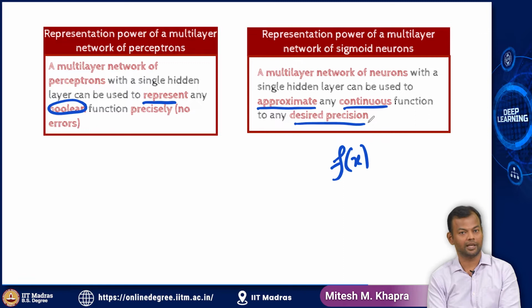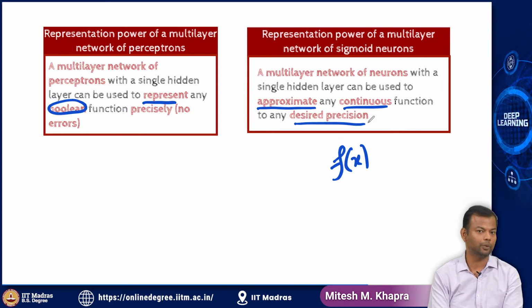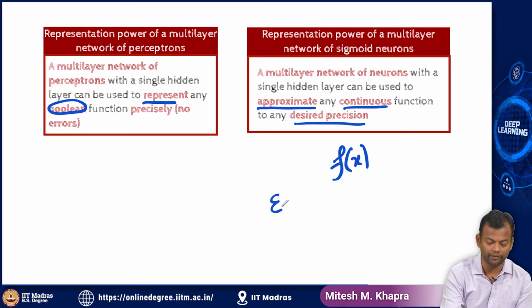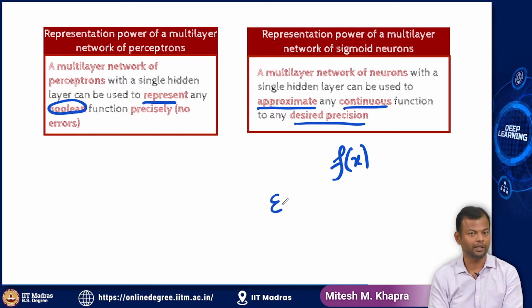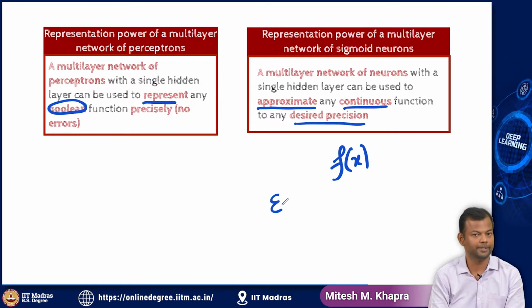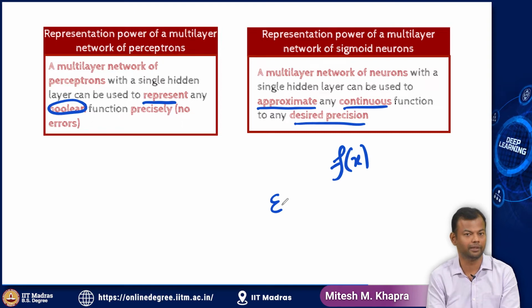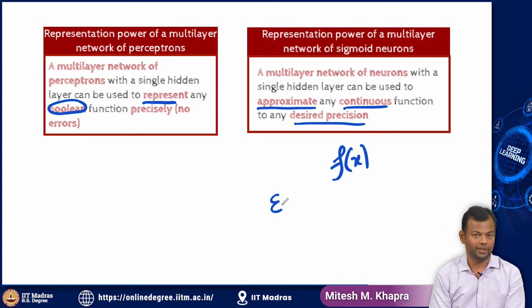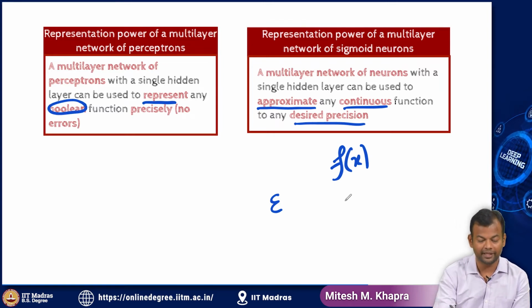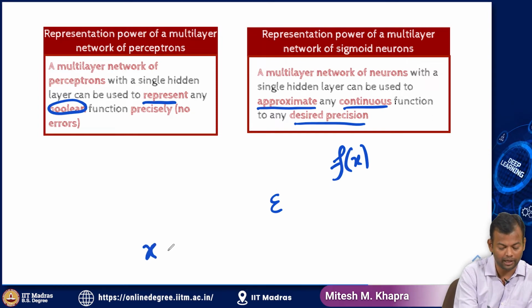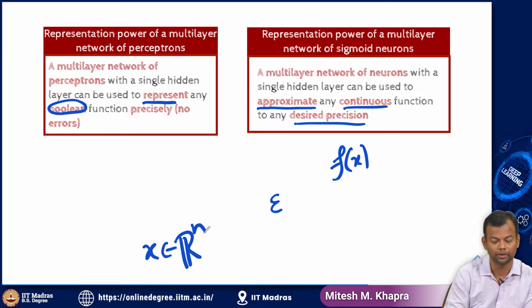Now what does any desired precision mean? The way you would have seen this in many mathematical proofs, I would define a threshold epsilon. And what I'm saying is that you choose whatever value for epsilon. It could be 0.0000001, it could be 0.10001. And I can come up with a network such that if my network output, so this is the situation, I have an n dimensional input. I'm calling it x, which belongs to R^n.